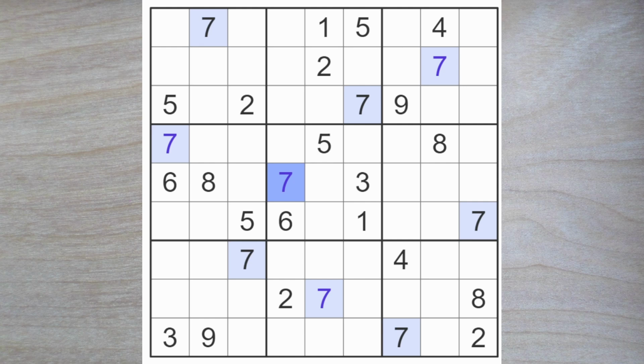For example, a 2. This 2 blocks this way. This 2 blocks across. So does this. So a 2 must go here. We have a 1 and 5 here, and we have a 1 and a 5 here. So a 1 and a 5 go in these 2 squares. And since this 3 blocks down and this 3 blocks here, we know that a 3 must go here.